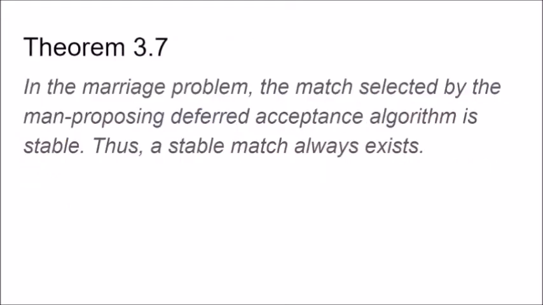So, in the book, Theorem 3.7 states that in the marriage problem, the match selected by the man proposing deferred acceptance algorithm is stable, and thus a stable match always exists. This is a bit of a lengthy proof, but it is worth going through.